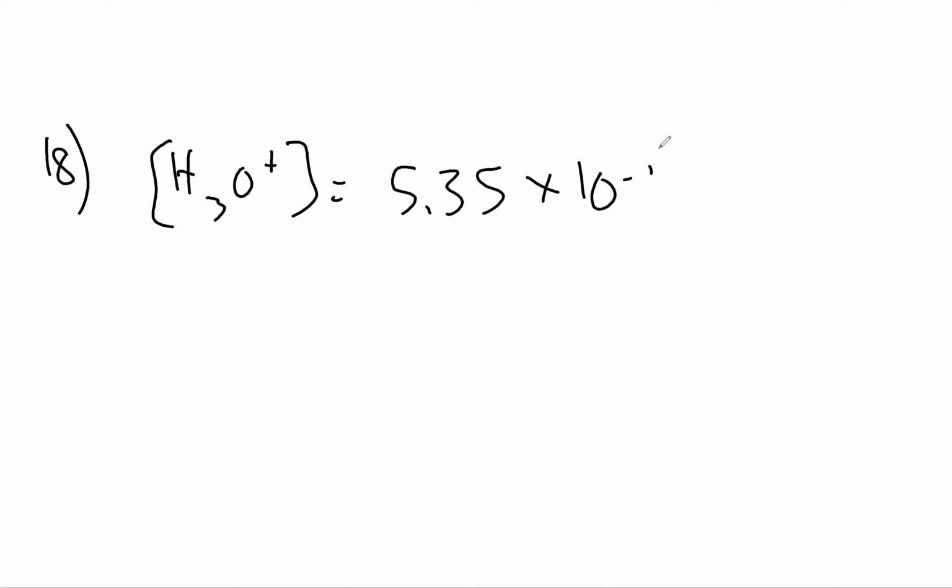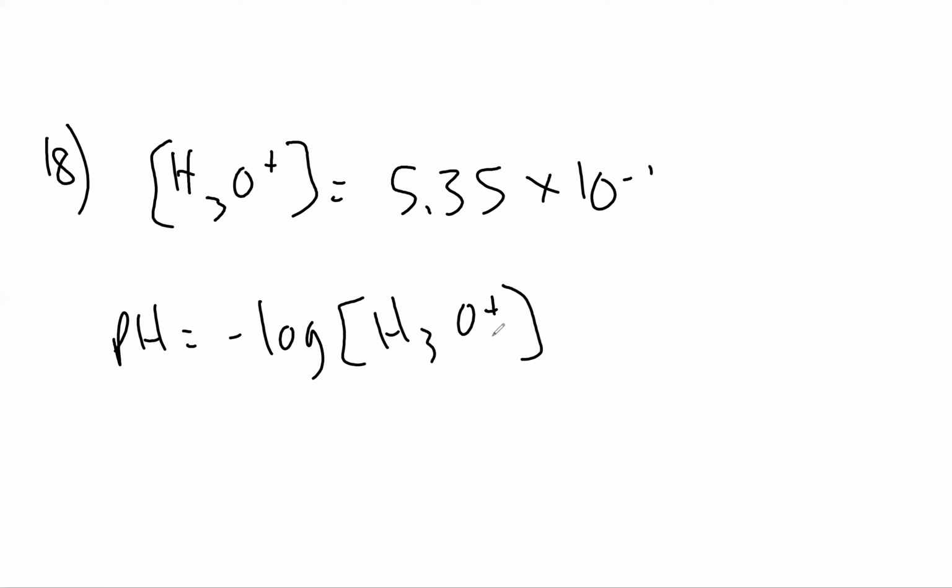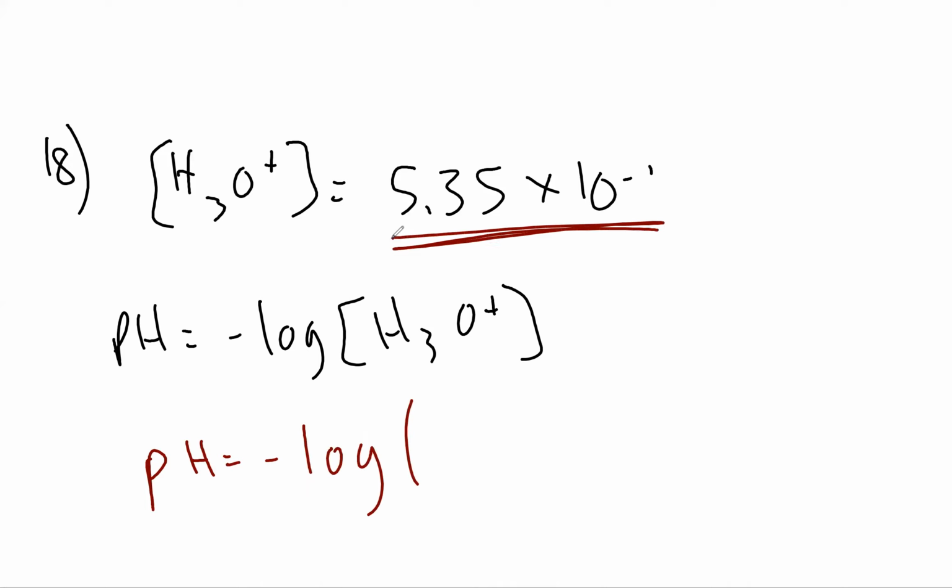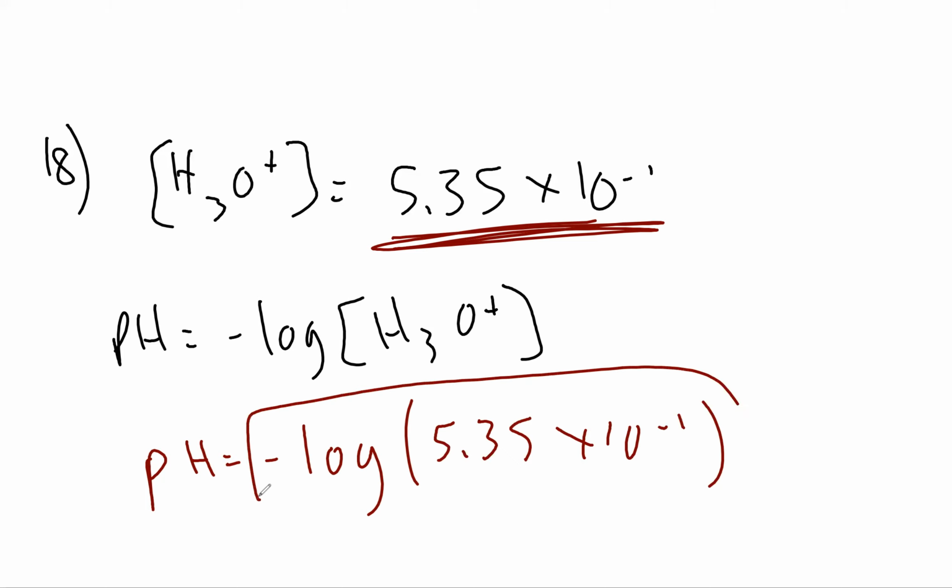Okay. And we want to know in this particular problem, what is the pH of whatever substance we're dealing with. And the formula for pH is pH equals negative log of this H3O plus concentration. And so all you have to do, I'm going to write it in red because this is what I would expect to see on your paper. I would expect to see pH equals negative sign log, and then your H3O content, so 5.35 times 10 to the negative 1.